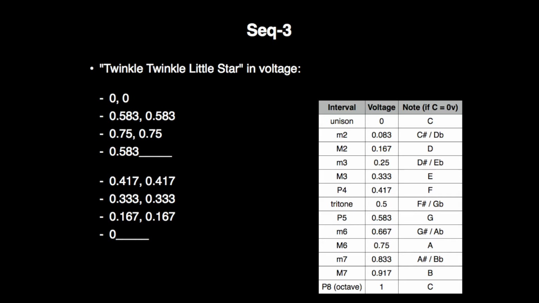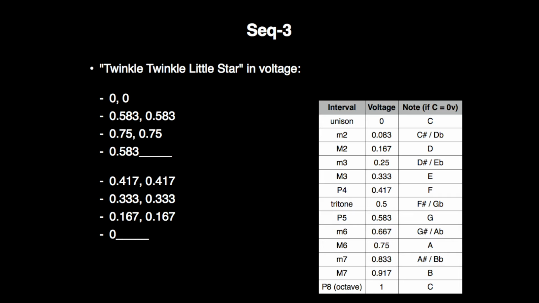and we can use this chart to find the voltages to program in Twinkle Twinkle Little Star. So twinkle, the first 2 notes are the same. They're both 0 volts. That's Do or C. Then the second twinkle is going to be the 5th step of the scale. That's G in the key of C. So we're going to use 0.583 for both of those notes. And then little, we're up to the A. Those are 0.75 for each of those.